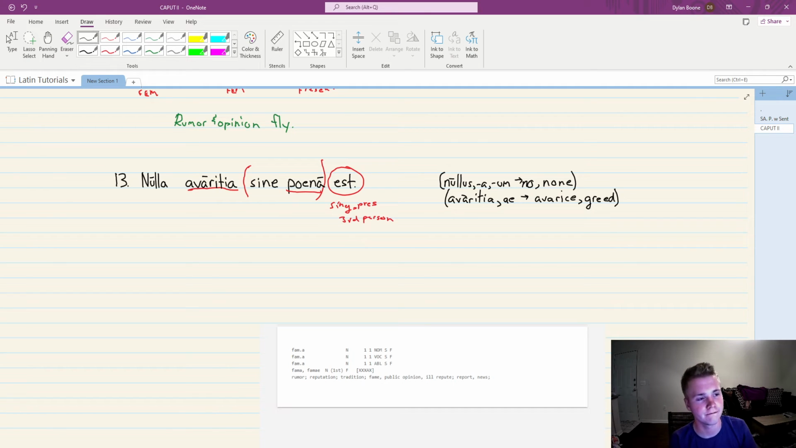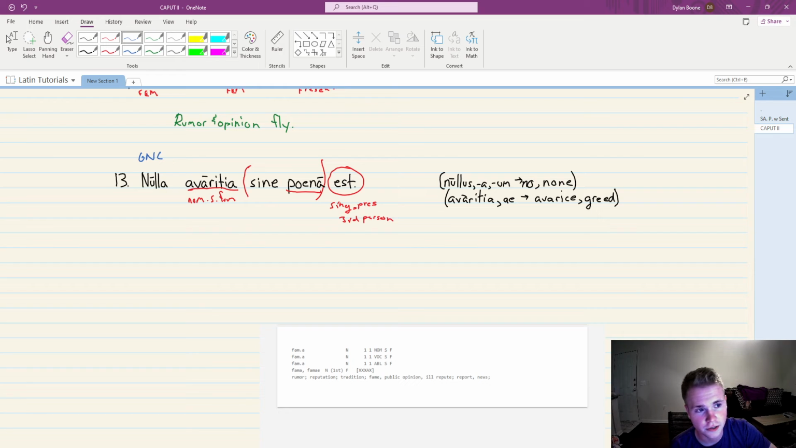All right. So I think the easiest way to start this one is to go with avaritia and break that one down. So we can see that avaritia, avaritiae, we know that's our nominative singular form. Nothing special here. And it's feminine, which will be important in this sentence. We can skip sine poena. We've already done est, so nulla is our last one. We see it's an adjective. Adjectives agree in what? They agree in gender, number, and case.